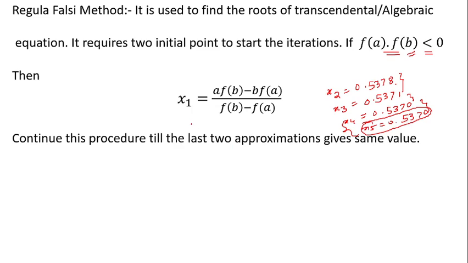Now, let us solve the first example with the help of this concept. Only one formula is important, this, and it's very important to choose a and b after each iteration, the new values of a and b depending on this condition. So let us write down the first example. Use regula falsi method to solve the following equation.